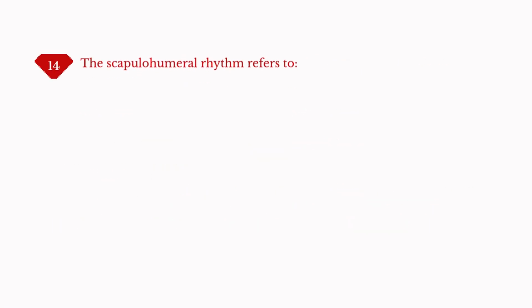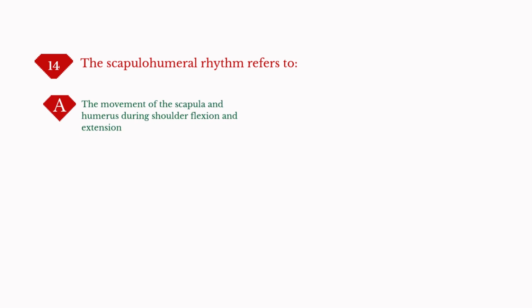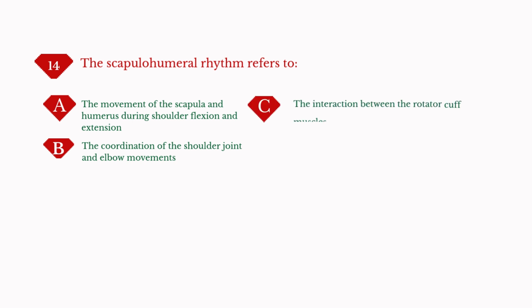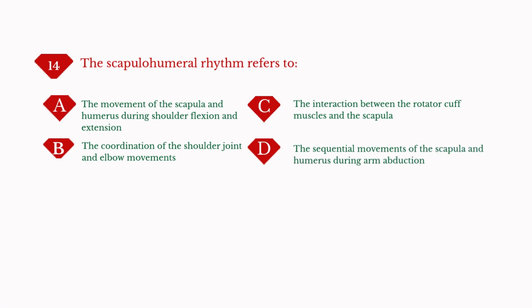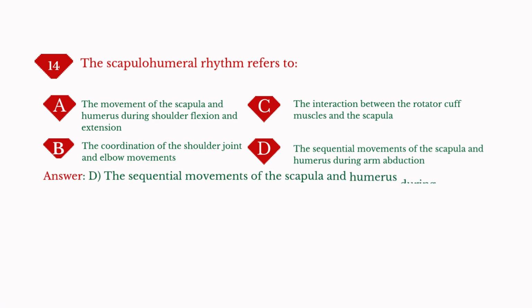The scapulohumeral rhythm refers to A. The movement of the scapula and humerus during shoulder flexion and extension. B. The coordination of shoulder joint and elbow movements. C. The interaction between rotator cuff muscles and the scapula. D. The sequential movements of the scapula and humerus during arm abduction. Answer: D. The sequential movements of the scapula and humerus during arm abduction.